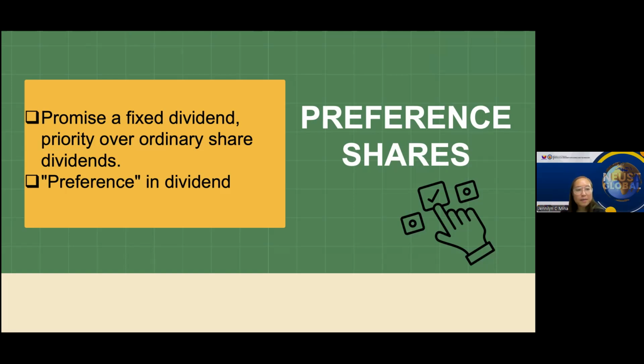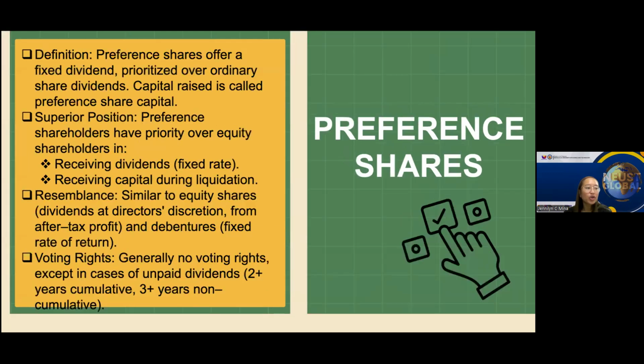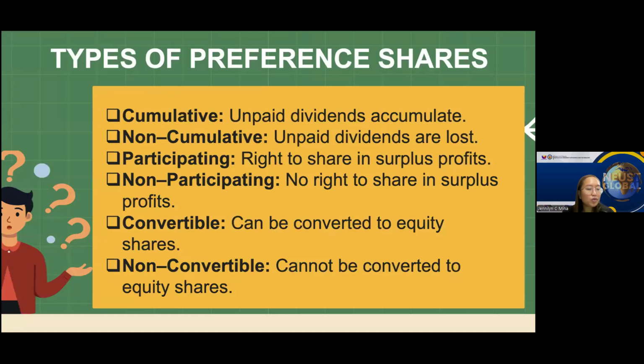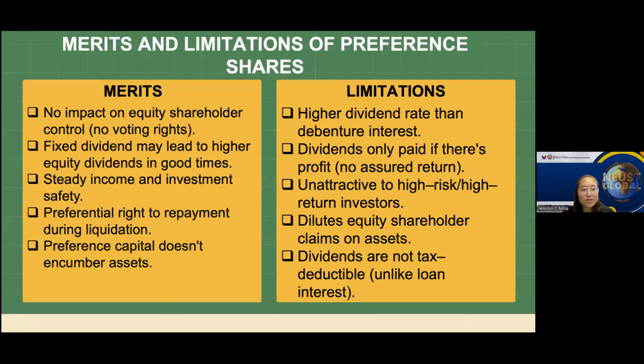Investors prefer them because they provide more security than equity shares, but less risk than debt investments like bonds. Okay, so what are the merits of preference shares? Of course, we have to remember that we're dealing with the idea of merits. So you can see here, it has no voting power. Equity shareholders maintain control since preference shareholders usually don't vote.